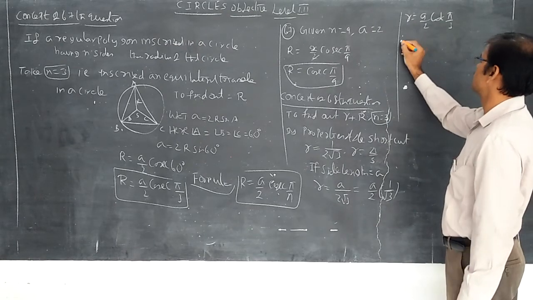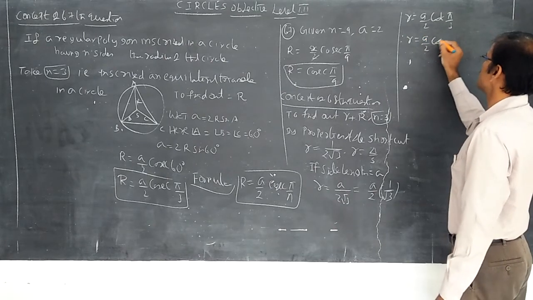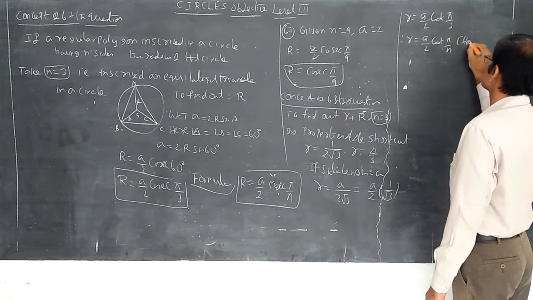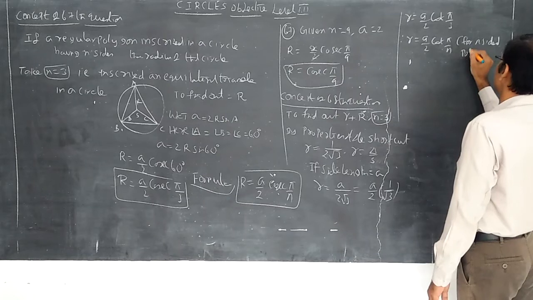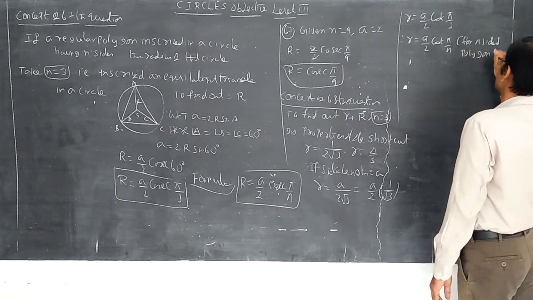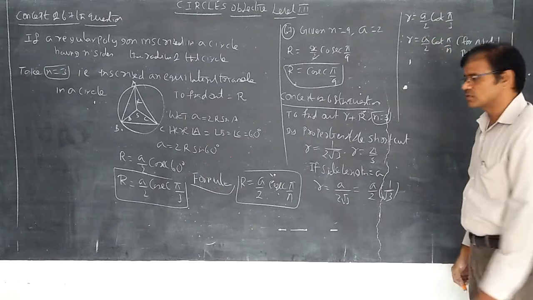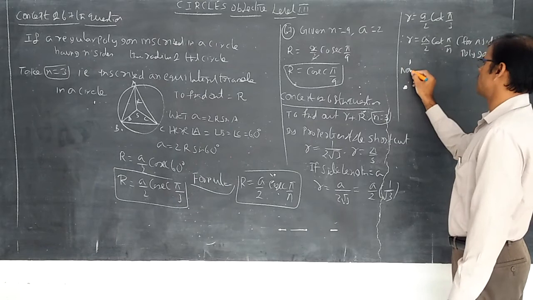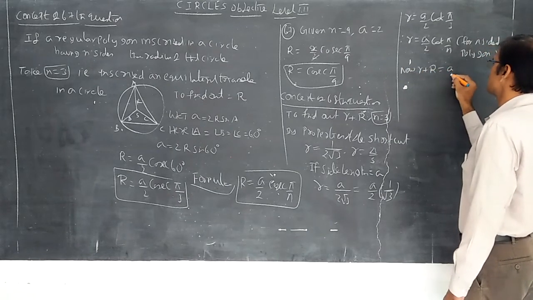So small r is equal to a by 2 into cot pi by n for an n-sided polygon. For an n-sided polygon, small r is equal to a by 2, students, not 9 by 2. A by 2 cot pi by n. Now I want to discuss small r plus capital R.